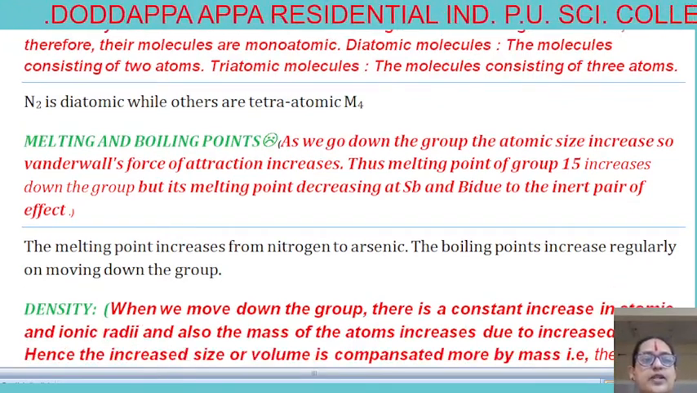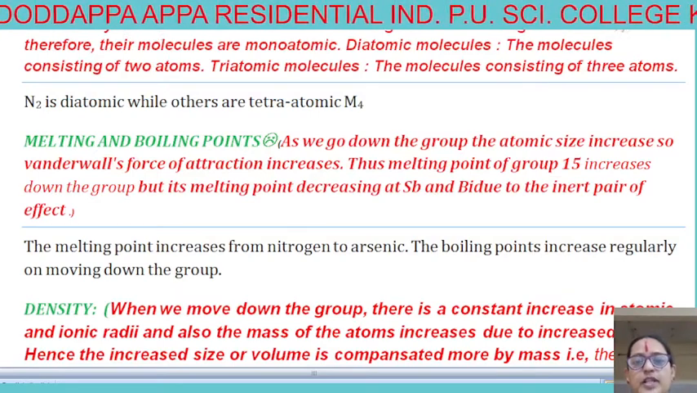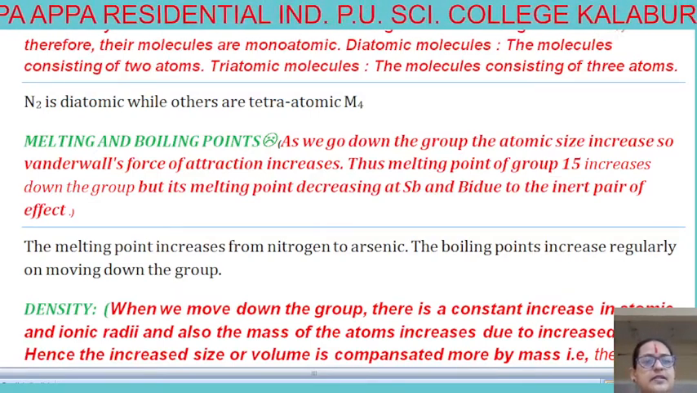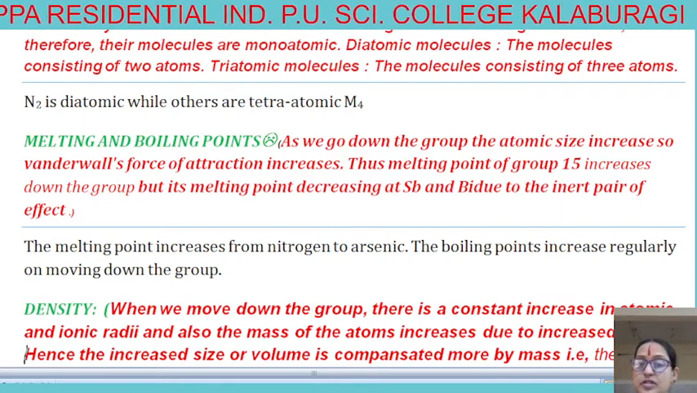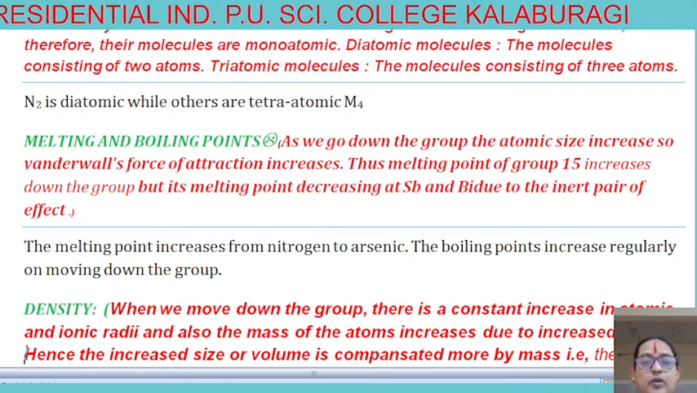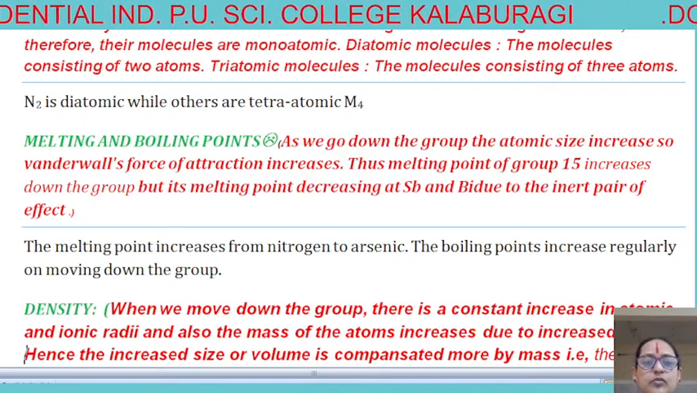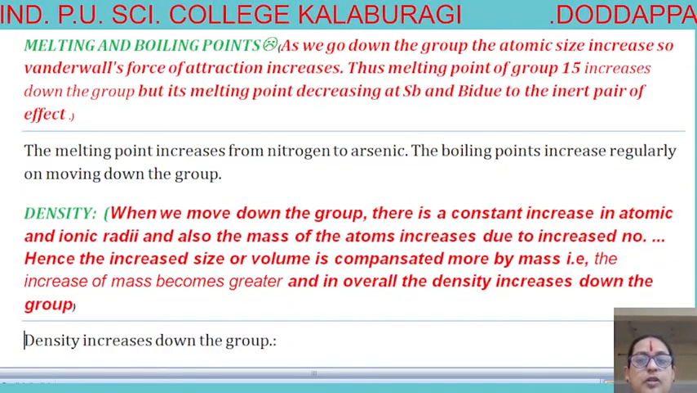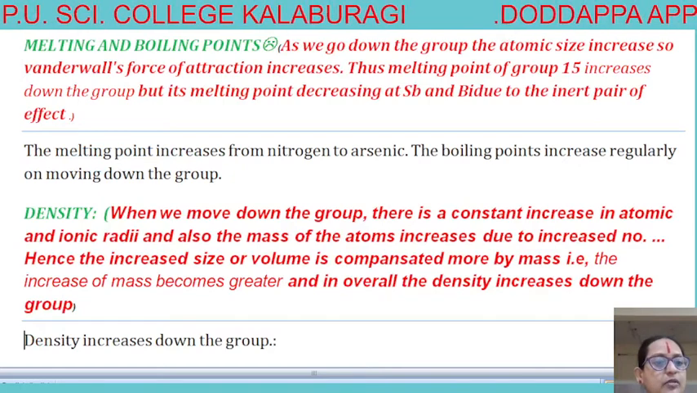Next, we have to study melting and boiling points. As we go down the group, what happens here? Atomic size increases. As atomic size increases, van der Waals force also increases. Therefore, melting point increases as we go down the group, from nitrogen to arsenic. Boiling point increases regularly on moving down the group.